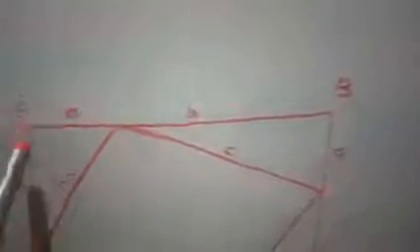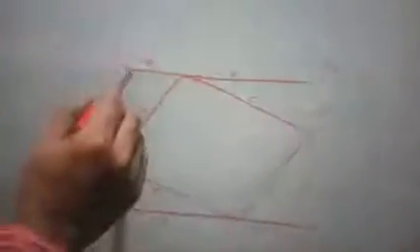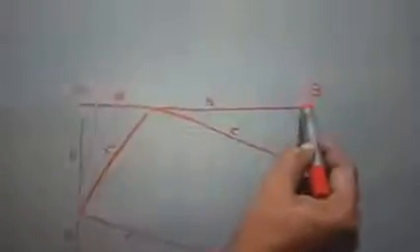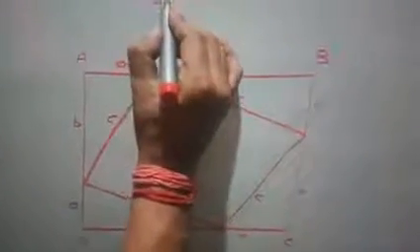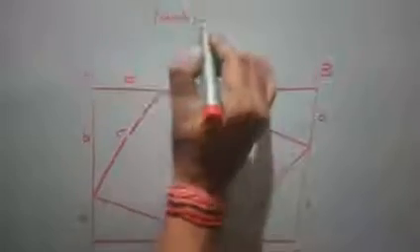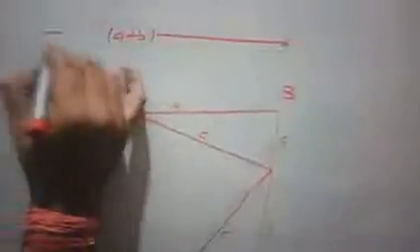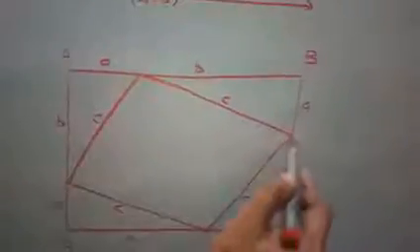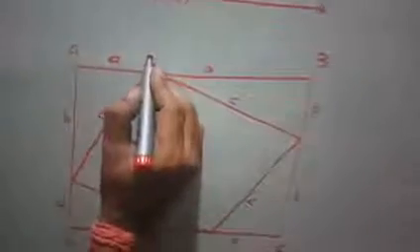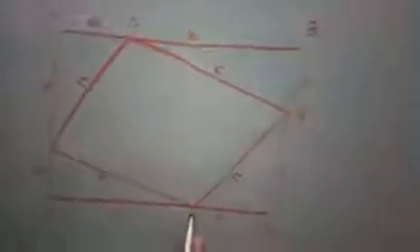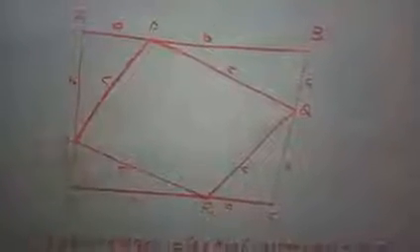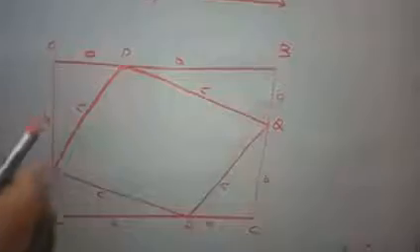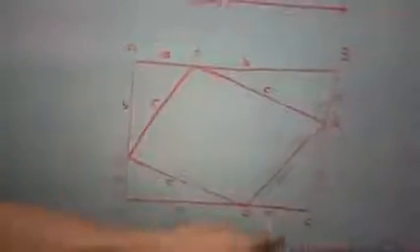For that, we need a square. This is a square ABCD, and here this distance is A and this distance is B. So the side of the square will be A plus B. Now we join this line, this line, this line, and this. Naming them, we get P, Q, R, S. Suppose this is A, again this is B, again A, B, A, B, and A, B.